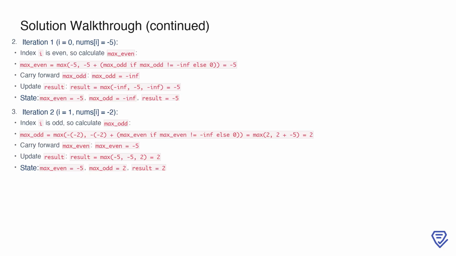The max_odd value remains unchanged, and we update result to the maximum of its current value, max_even, and max_odd, giving us result equals -5. In the second iteration, we analyze the element at index 1, which is -2. With the index being odd, we calculate max_odd as the maximum of the positive version of this number, 2, and 2 plus the previous max_even value, which is -5.